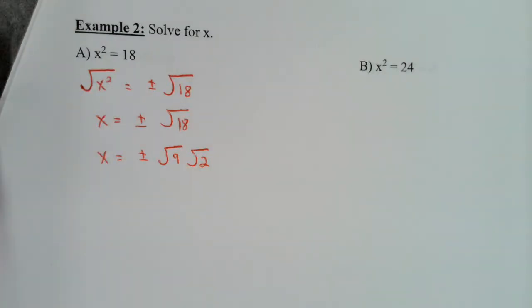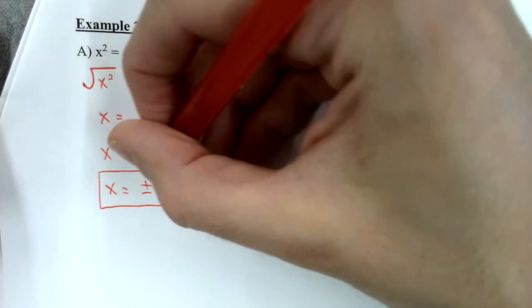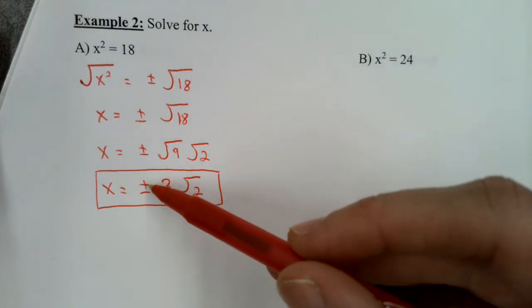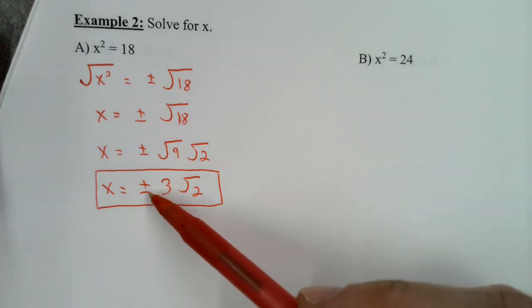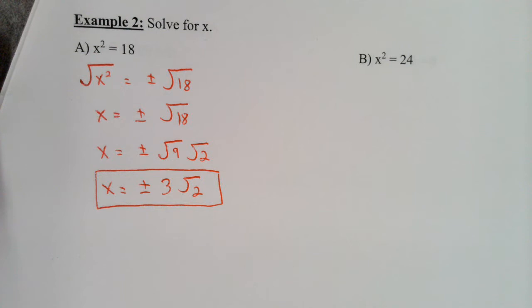The square root of 9 is 3, so x equals positive and negative 3 square root of 2. Again, the number goes before the square root part, and the positive and negative symbol comes first. So x equals positive and negative 3 square root of 2. That's how you have to write the answer.